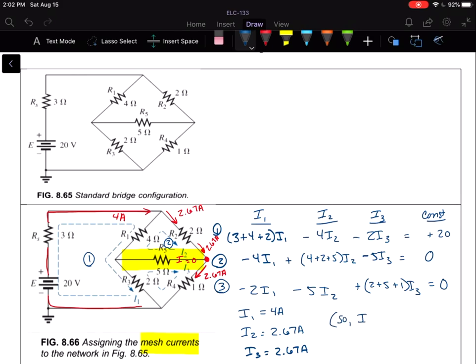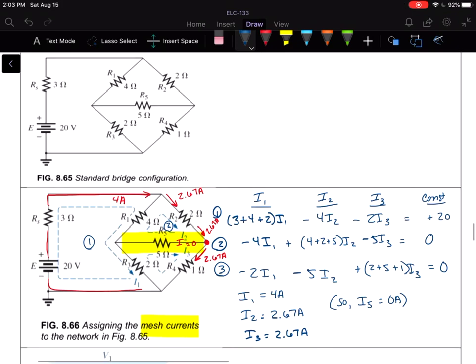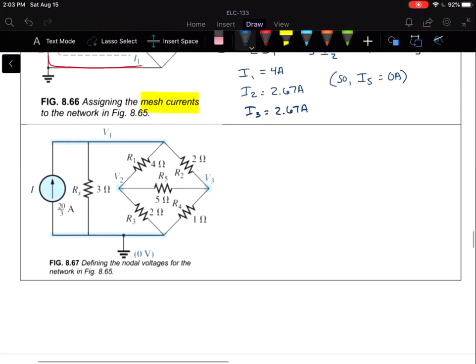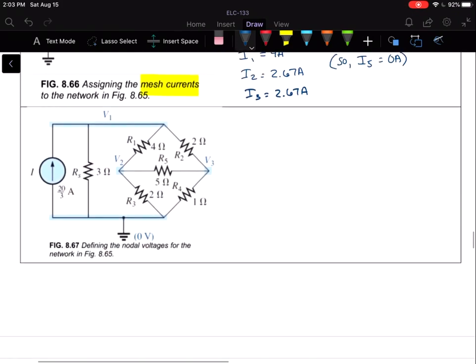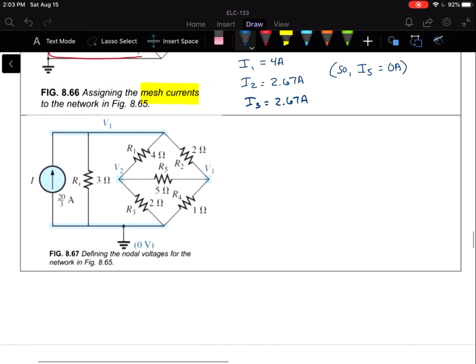And I'm going to make a note that I5 is 0 amps. And we'll come back to that in just a moment. Let's work the same problem again, this time with node voltages.